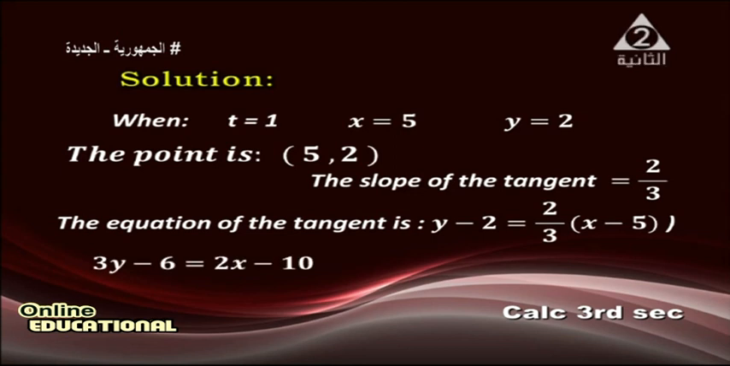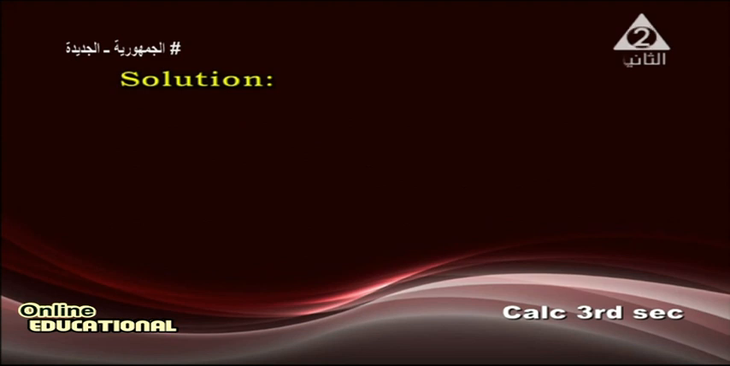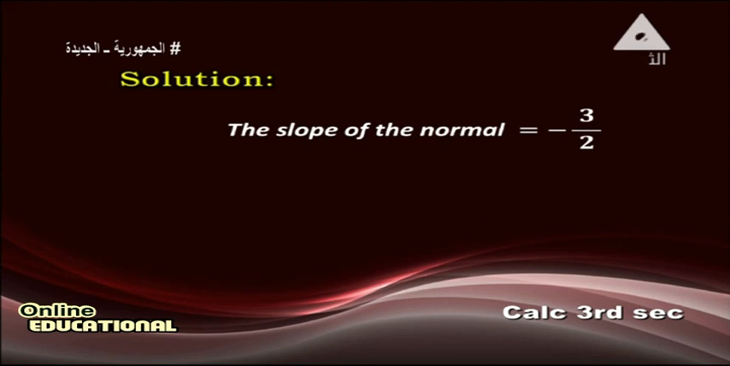Then 3y minus 6 equals 2x minus 10. And we can get the relation 3y minus 2x plus 4 equals 0, or 2x minus 3y minus 4 equals 0. This is the equation of the tangent of the curve at t equals 1. Now, what about the slope of the normal? We know that the slope of the tangent equals 2 over 3, then the slope of the normal equals negative 3 over 2.